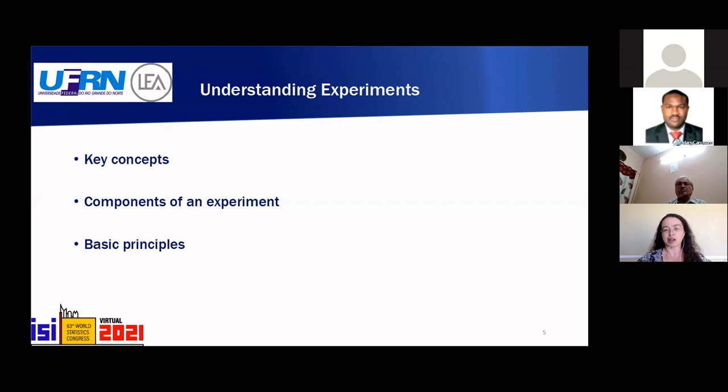I will briefly talk about how we can get a basic understanding of the principles of experimentation, the key concepts. What are the components of an experiment, and which are the basic principles that we use when we design and interpret experiments.